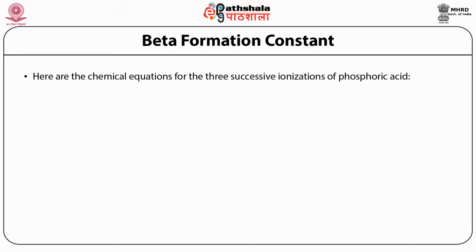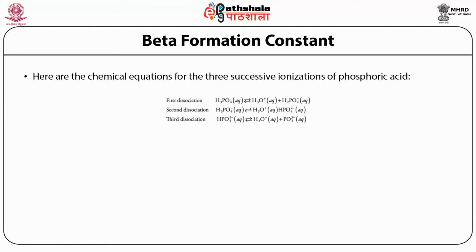Some examples are here where chemical equations are shown. In the following example you will see that there are three successive ionizations of phosphoric acid. First dissociation: H3PO4 in aqueous solution dissociates giving H3O plus, and the product formed is the H2PO4 anion. Second dissociation produces HPO4 2 anion, and third dissociation produces PO4 3 anion in aqueous solution.